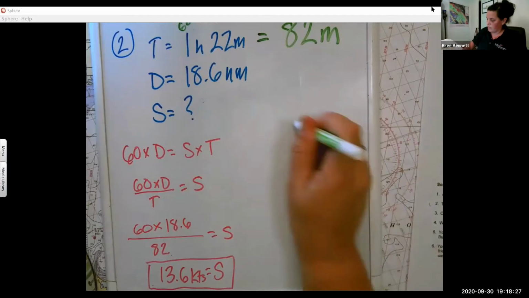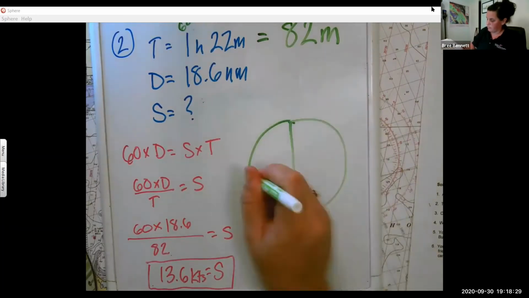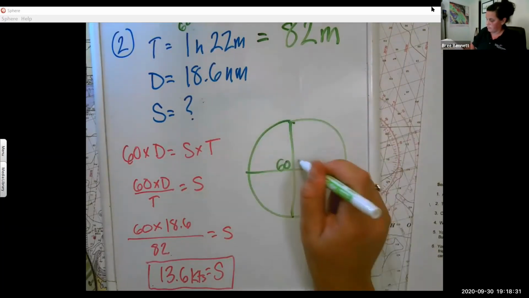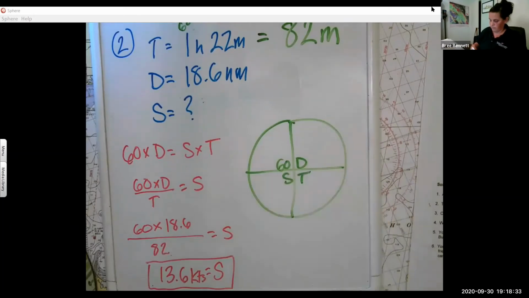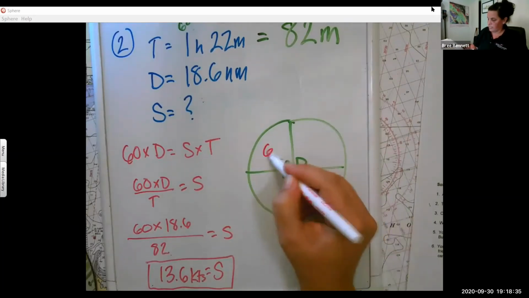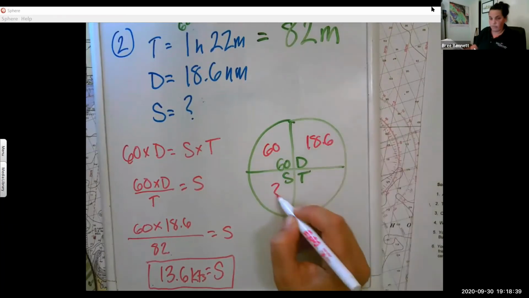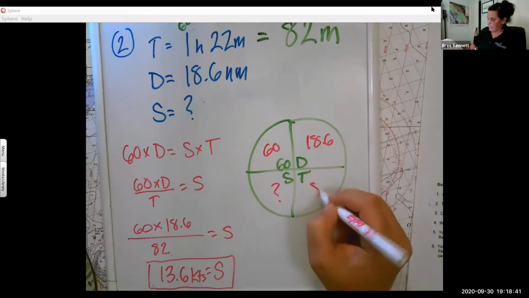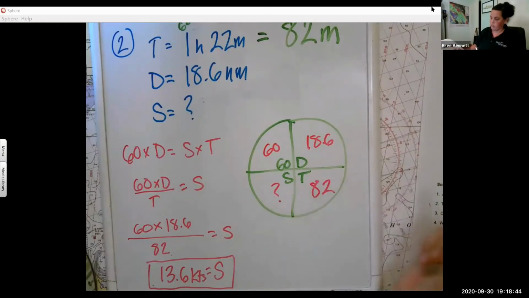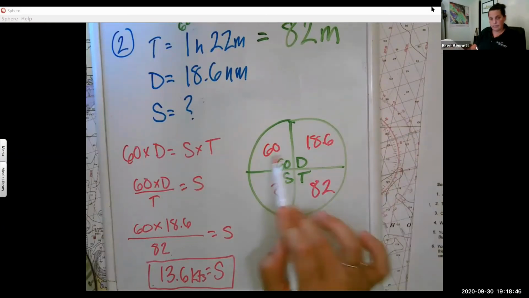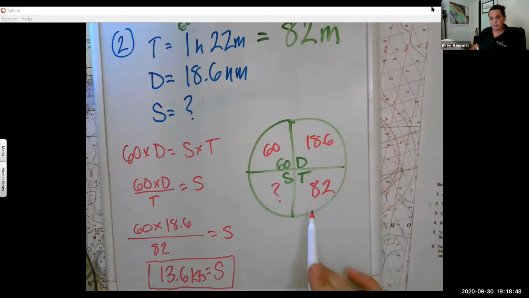If we do the magic circle, we have our 60, we have a distance of 18.6, we're looking for speed, and then we have a time of 82. The same type of thing: 60 times 18.6 divided by 82. All right, any questions on number 2?